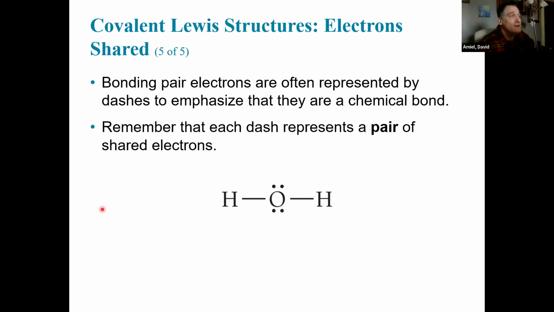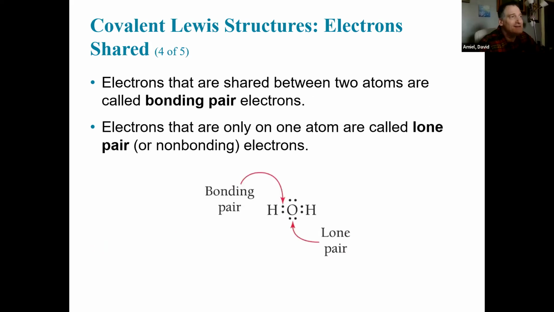Instead of writing the shared electrons, we can represent the shared electrons as a line. Each line represents two electrons. One of them is coming from hydrogen, one of them is coming from the other hydrogen, and the other ones are coming from the oxygen. So this representation is exactly equivalent to this one, but we have just replaced the bonding pairs with a line.